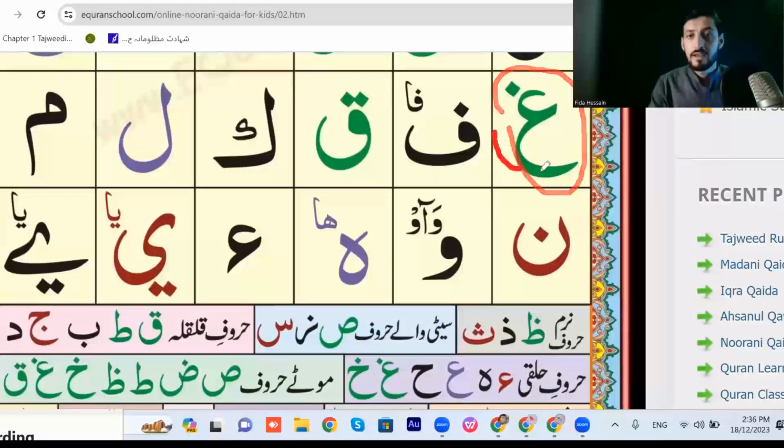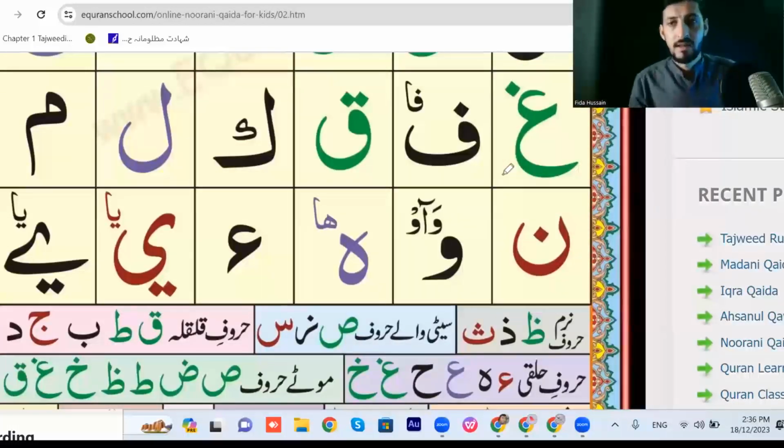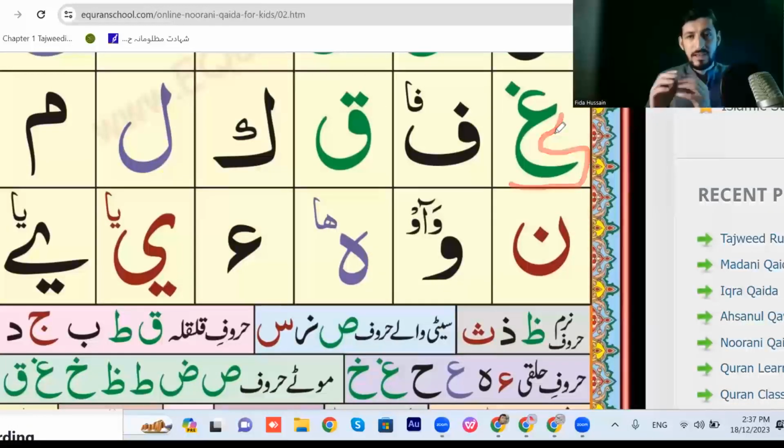Ghain, like this, and stretch it. Ghain, not gain. In English, we use GH for Ghain. There is no particular or very exact pronunciation for this letter, so we have to practice and try to make the real sound.